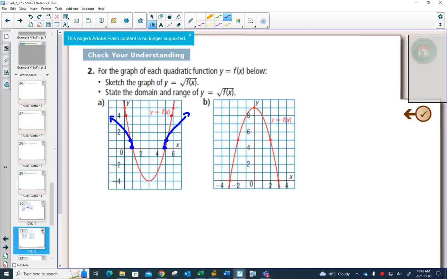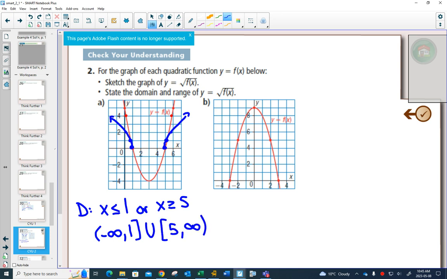Oh, probably the last question asked me for domain and range, and I skipped it because I forgot to reread the question. This one, if I wanted to do the domain of this graph, we could do it in 2 ways. We can say x is less than or equal to 1, or x is bigger than or equal to 5. In interval notation, this is written this way. And the range is everything.